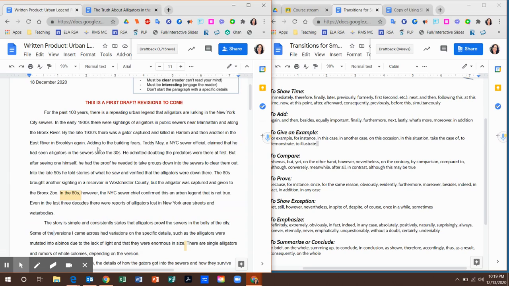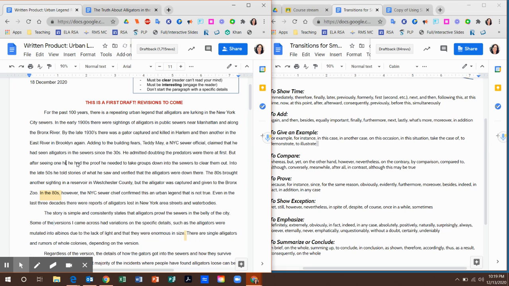Okay, so let me go back. After seeing them himself, I just want to be careful that my writing doesn't sound like the source, after seeing one himself. See, now I'm starting to get too close to the original. And it's in my brain, because I've read it. So he admitted doubting the predators were there at first. But after seeing one, he had the proof he needed to take groups down into the sewers to clear them out.